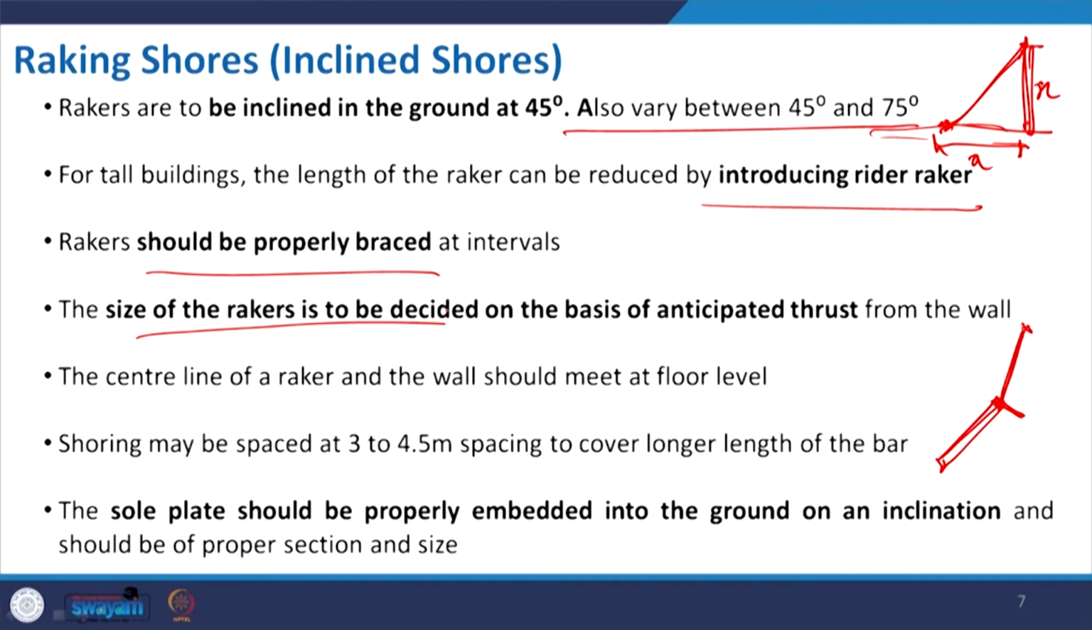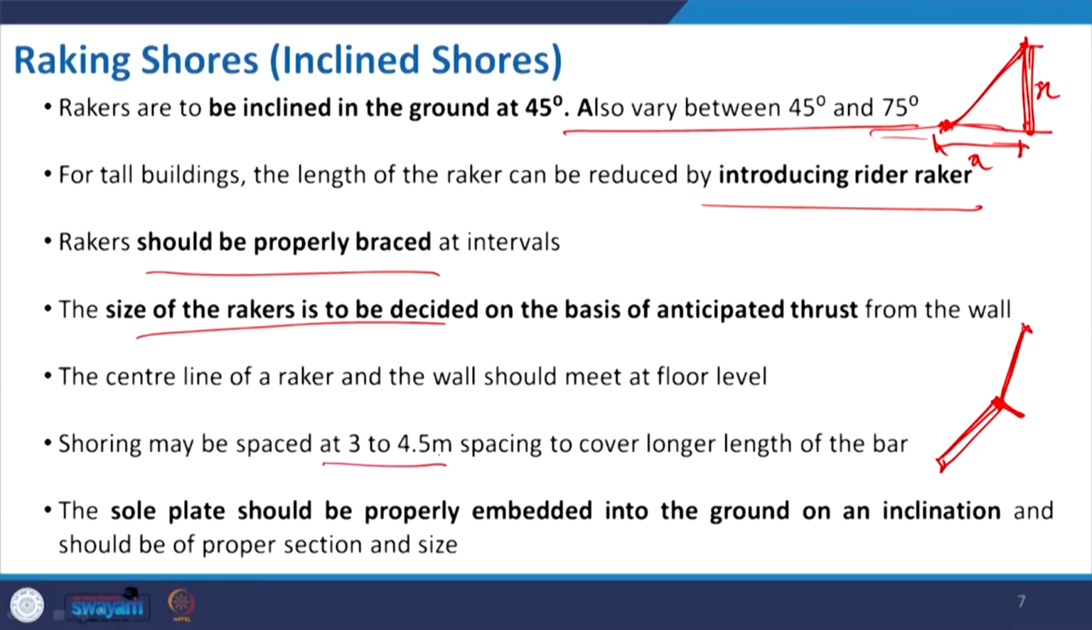That is already mentioned: how much the load of the wall, the leaning, and the overall condition will decide it. Now, shoring may be spaced at 3 to 4.5 meter spacing to cover a longer length of the wall. That means it is something like I have shown in cross section. So, in a wall you should have multiple such rackers to support it. This spacing can be 10 feet, or 3 meter to 4.5 meter spacing.